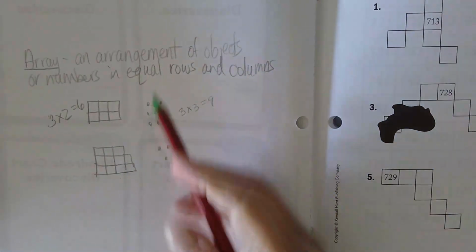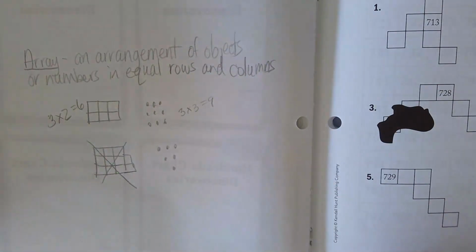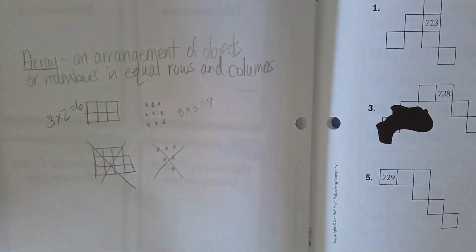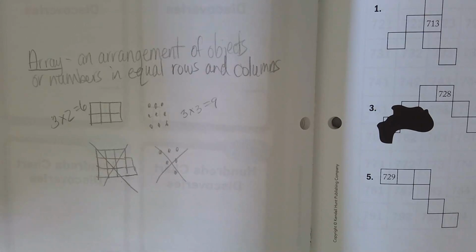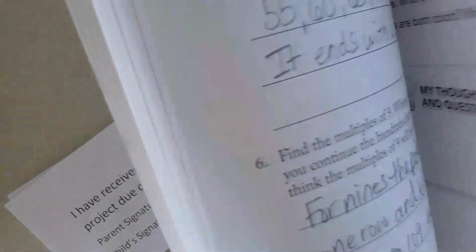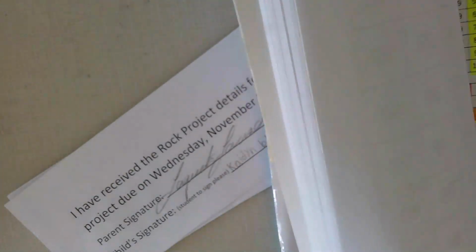But this, my friends, is not an array, okay, because it is not in equal rows and columns, and this is not an array because it is not in equal rows and columns. Okay, so when squares, dots, numbers, and other shapes form an arrangement of equal rows and columns, each can be called an array.